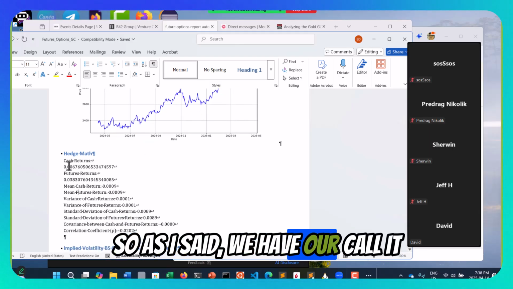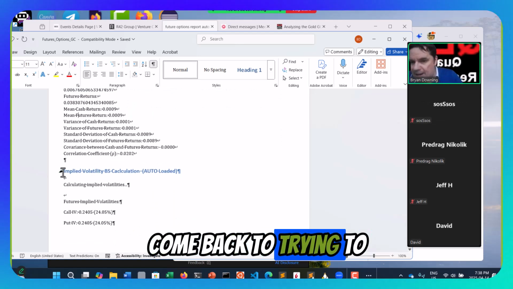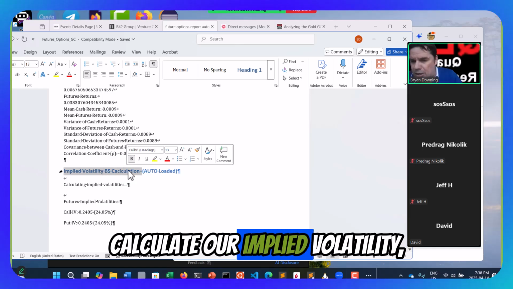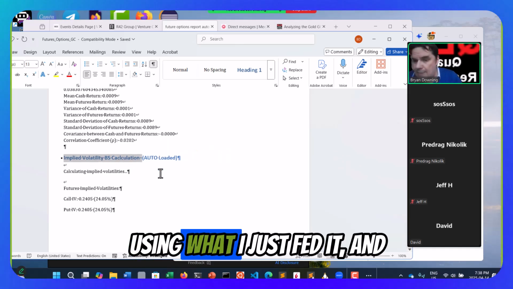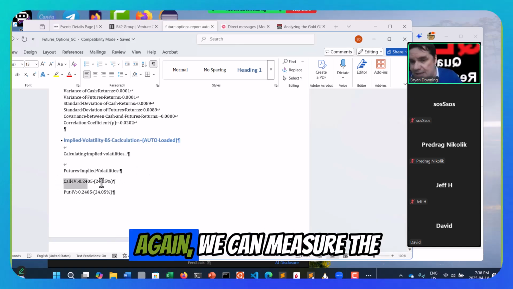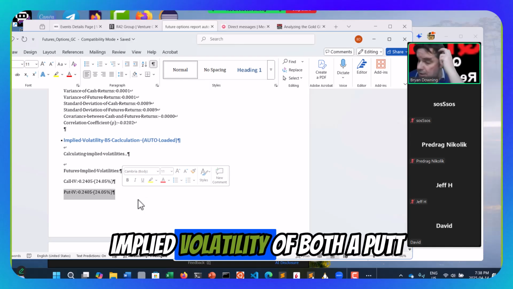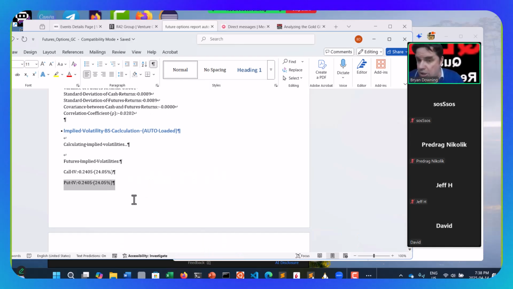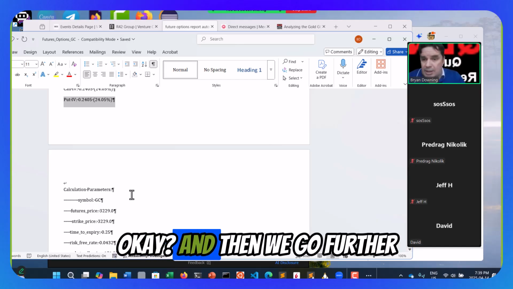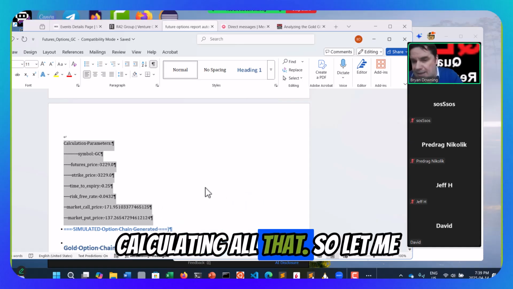So as I said, we have our hedge math, and then we come back to calculating our implied volatility using what I just fed it. Using the Black-Scholes again, we can measure the implied volatility of both a put and a call. And then we can go further, using all the data and calculating all that.